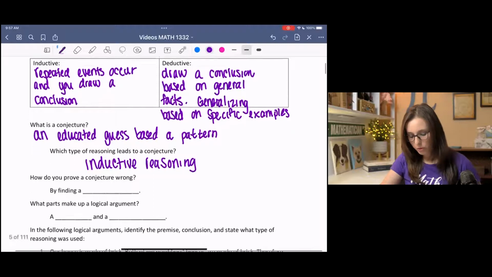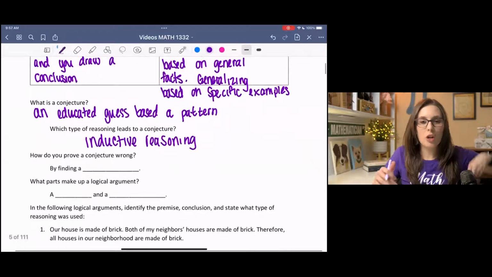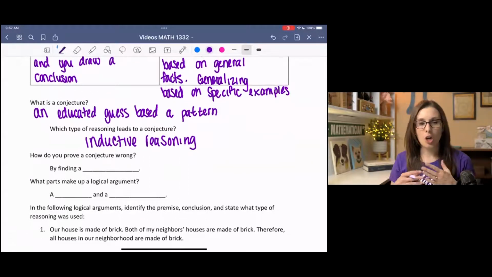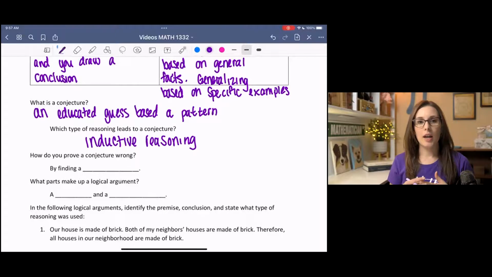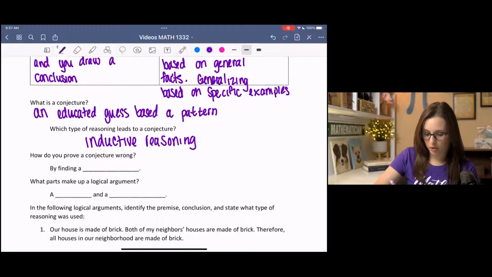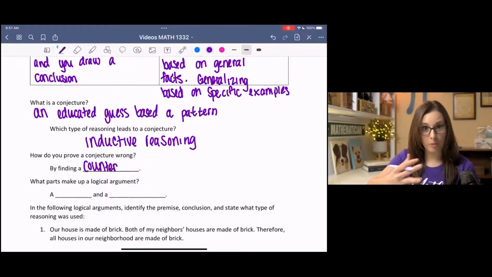How do you prove a conjecture wrong? Let's say somebody has noticed a pattern, they've come up with a conclusion, which we call a conjecture because it's based on the pattern, and you want to prove that person wrong, or you have a way to show that their conclusion is incorrect. This is called a counterexample. Counter, just kind of like a counter offer, an opposite offer, counterexample.